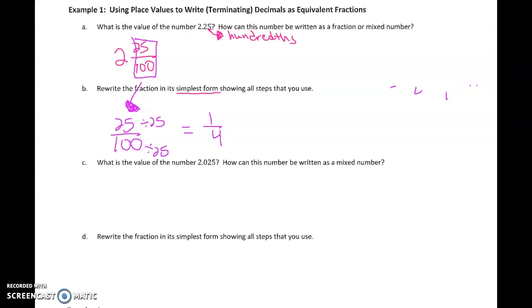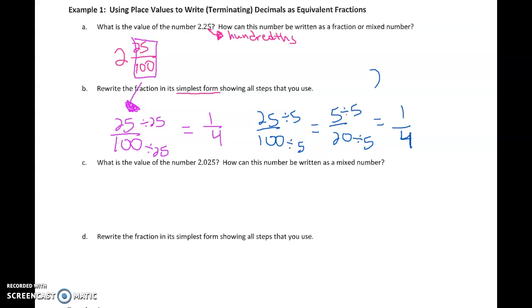Maybe you don't see that. Okay, so it's okay to do things in a couple steps. Here's what I mean. What if you take 25 hundredths, and you're like, I don't know what goes into them. Well, this ends in 0 and this ends in 5. That means 5 goes into both of them. 25 divided by 5 is 5. 100 divided by 5 is 20. Well, look, I have a 5 and a 0 again. That means 5 can go into both of those. And 5 divided by 5 is 1, and 20 divided by 5 is 4. So we get 1/4 either way, except that's not your answer.